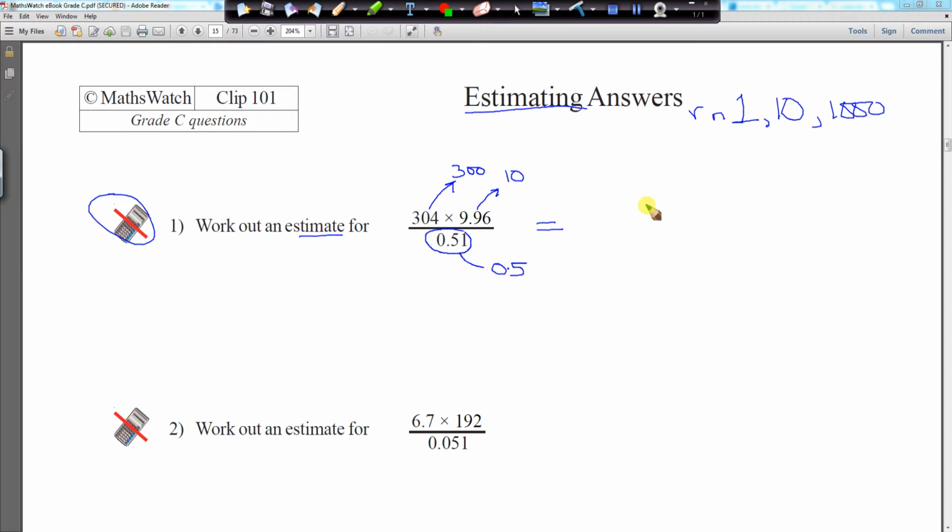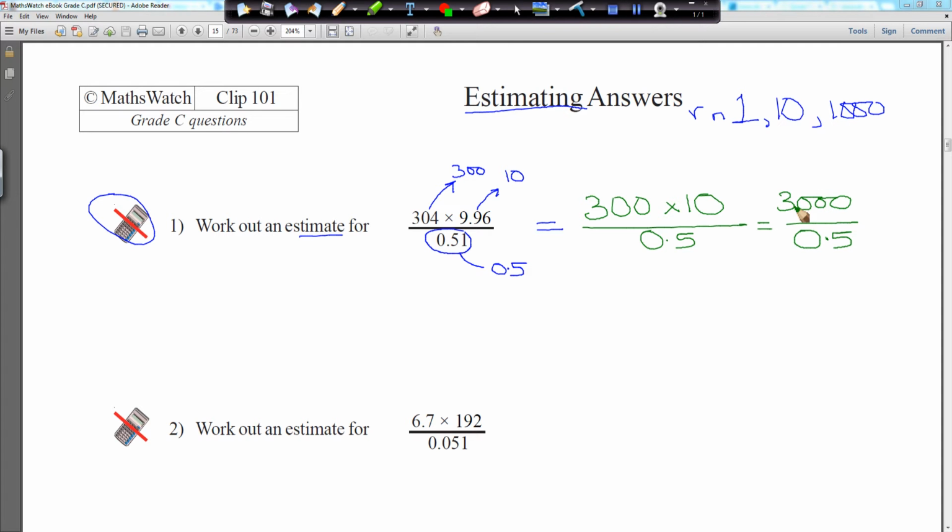So 304 became 300. 9.96 became 10. So times that by the 10. Divided by 0.51, which became 0.5. Now 300 multiplied by 10 is a nice easy number to deal with. It will give us an answer of 3000. So 1, 2, 3 zeros, 1, 2, 3. Now divided by 0.5. Okay, 3000 divided by 0.5 is not 1500.